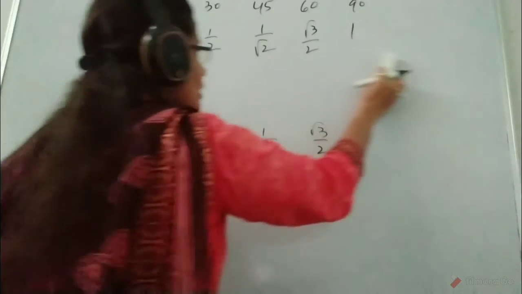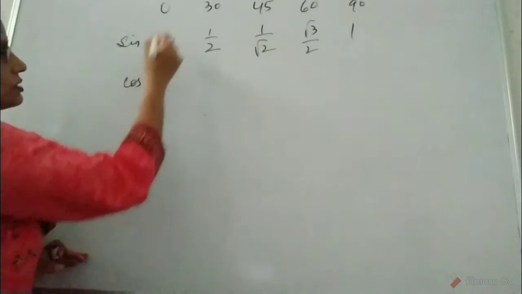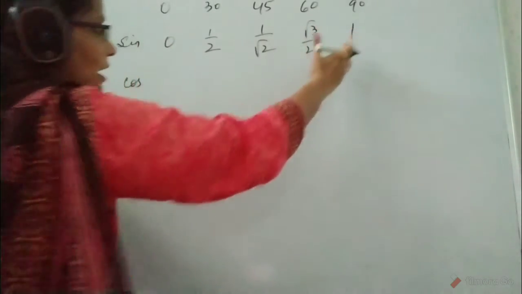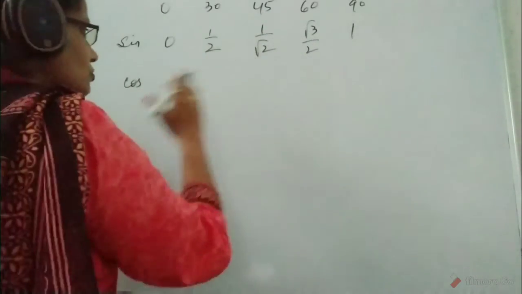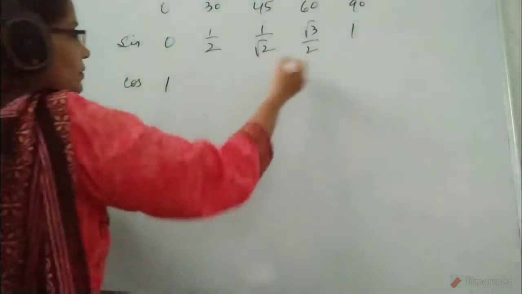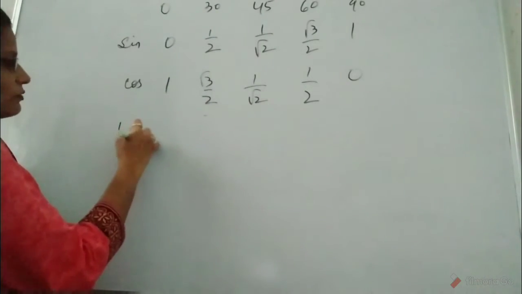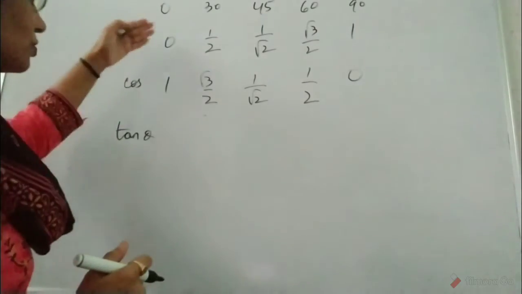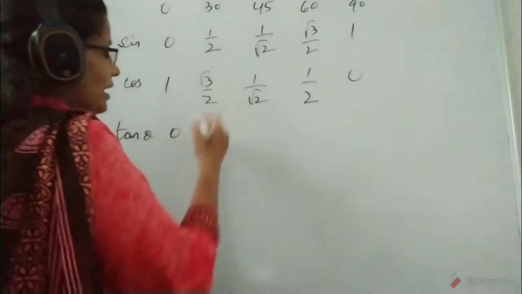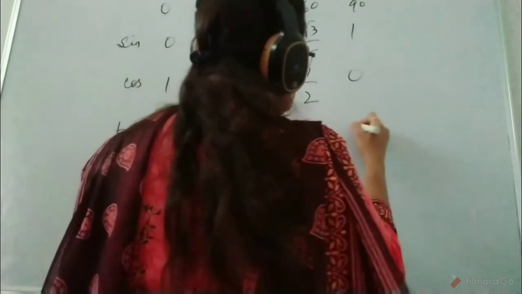So, let us continue. After sine, it comes cos. So cos 0 degree. Now, in cos, everything becomes opposite. 90 will be 0, 60 will be what 30 was, so on and so forth. See, I am making it. 1, then root 3 by 2, then 1 by root 2, 1 by 2 and 0. And tan theta, as I have already told you in my previous class, tan is sine upon cos. So 0 upon 1, that is 0, then 1 by root 3, then 1, then root 3, and it is infinite.